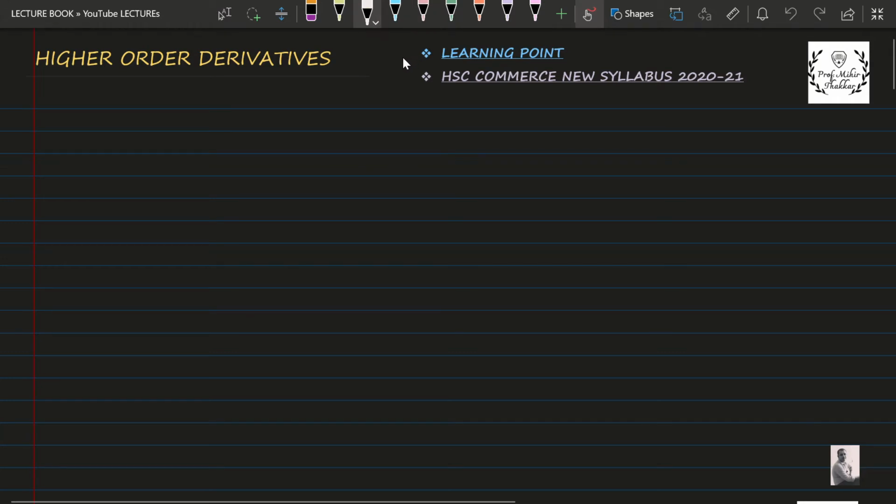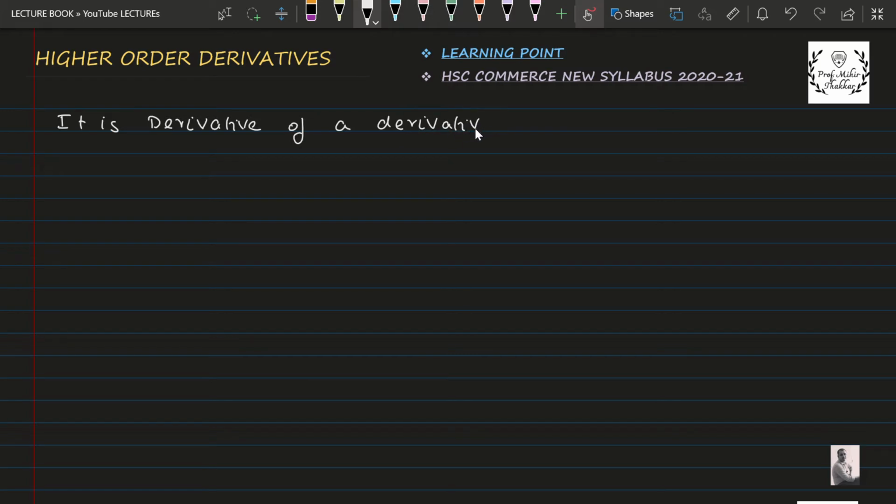Today we are going to study higher order derivatives, which is a part of 12th Commerce new syllabus for the year 2020. Now what is the meaning of the higher order derivatives? It is a derivative of a derivative. So it is called a higher order derivative.